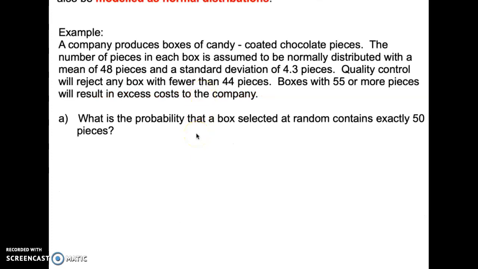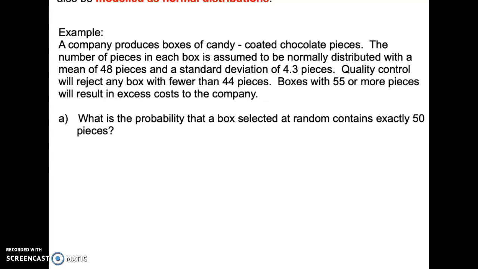So our example here is that a company produces boxes of candy. Okay, they are chocolate-coated pieces. The number of pieces in each box is assumed to be normally distributed, with a mean of 48 pieces and a standard deviation of 4.3 pieces. Quality control will reject any box with fewer than 44 pieces. Boxes with 55 or more pieces will result in excess cost to the company. What is the probability that a box selected at random contains exactly 50 pieces?